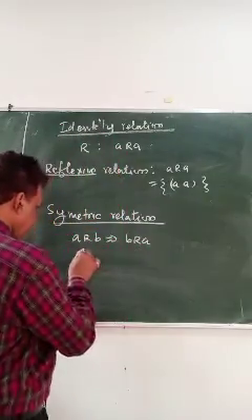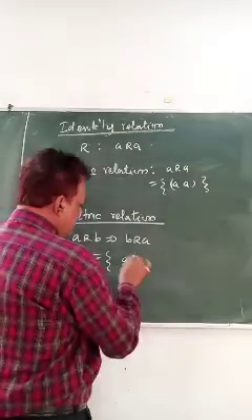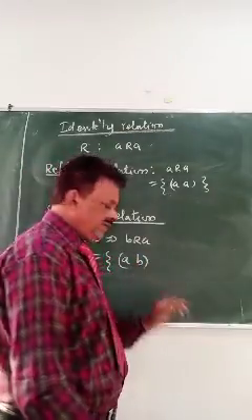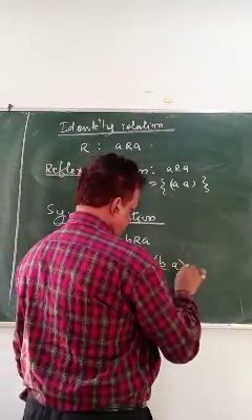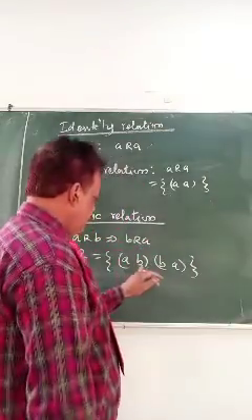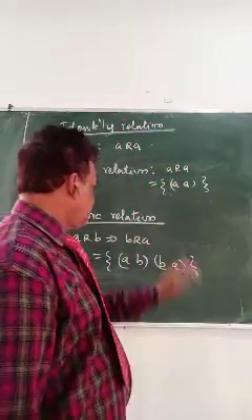So, what does it mean? That is, if AB is there, BA must be there. If AB is there, then BA must be there. That is called symmetric relation.